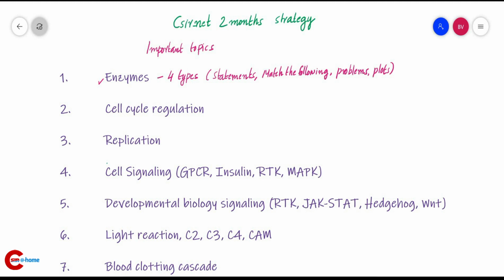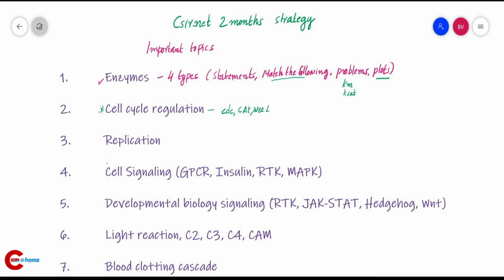Then, match the following. For that, you have to study the enzyme classifications, that is oxidoreductase, transferase, etc., and the type of reaction and examples. Then, problems. For that, you need to study kcat, Km, all those things. Then, plots. For that, you have to study competitive and non-competitive inhibition, etc., and analyze all the plots.